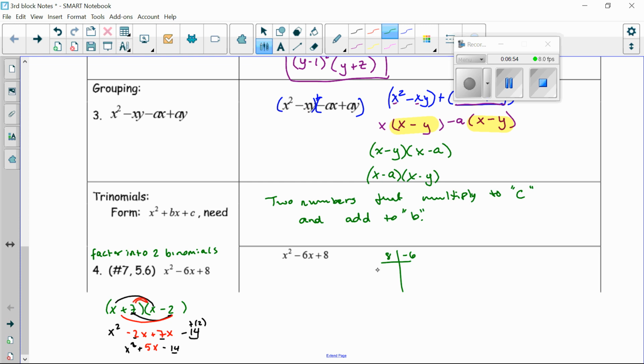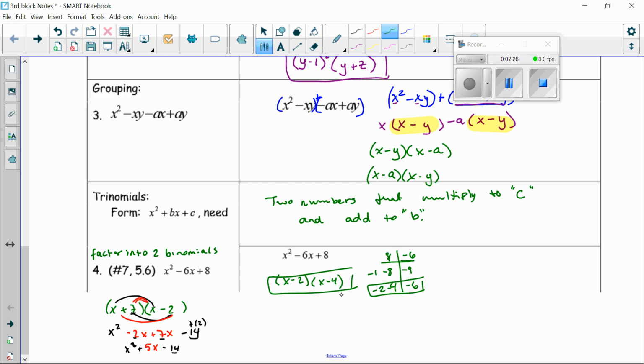So we have 1 and 8, or 2 and 4 as my factor pairs. They both have to be the same sign because 8 is positive. So it's either negative times negative or positive times positive. They add to a negative. So if they're the same sign, they must both be negative. So negative 1, negative 8 is negative 9. Negative 2, negative 4 is negative 6. So this is the one that works. That's the one that goes into my parentheses. And that's as far as you can go.